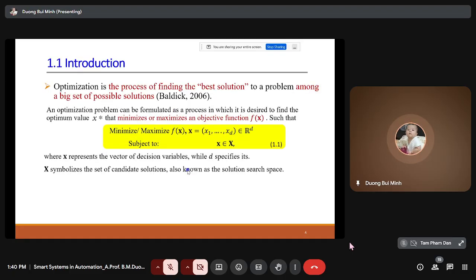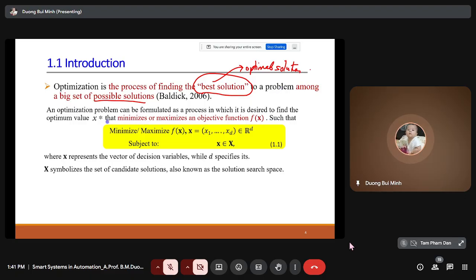Now, what is optimization? Optimization is the process of finding the best solution to a problem among a big set of possible solutions. We have many solutions, but what is the best solution? Sometimes we say the best solution, sometimes we say optimal solution.